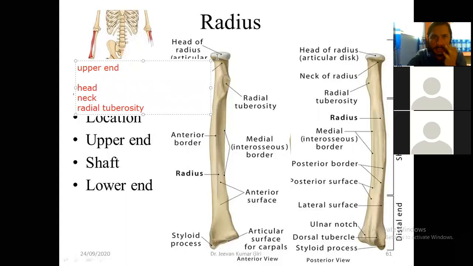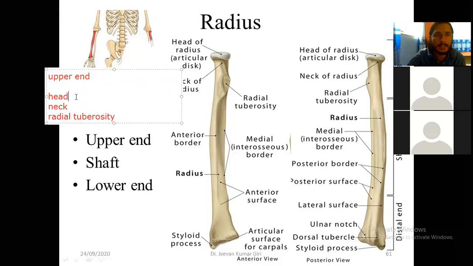Now see here, this is the head. This head is actually an articular surface. The head is disc-shaped. This disc-shaped head has a circumference, that is the periphery of the disc, and it has a superior surface.